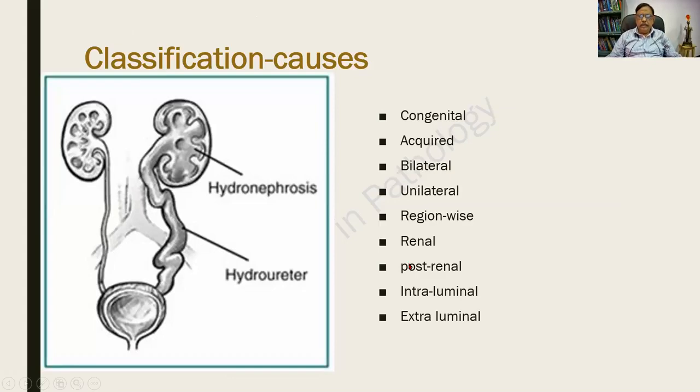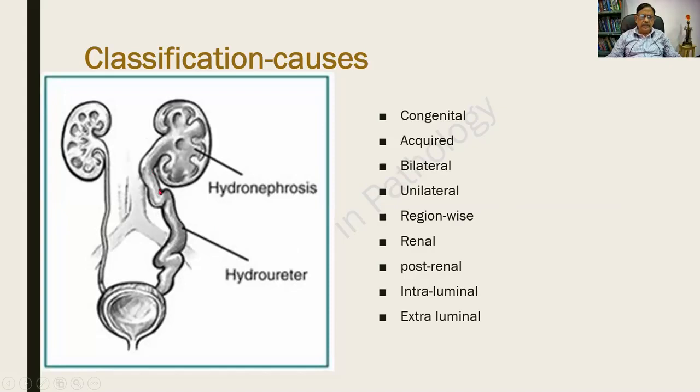Classification is an aid to orderly thinking. Any number of times I would have said, and it is worth the repetition. It can be congenital, it can be acquired. And it can be bilateral, it can be unilateral. Sometimes it can be regional or sometimes restricted to the kidney or the post-renal region.